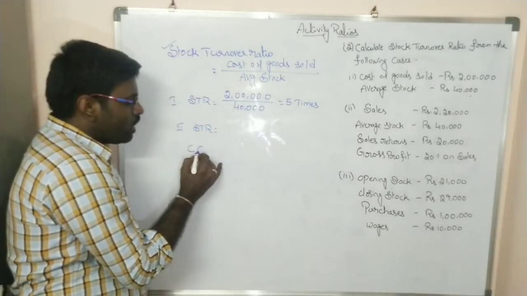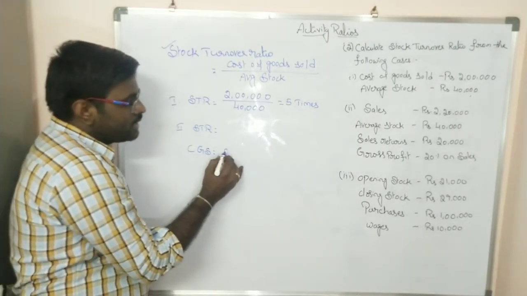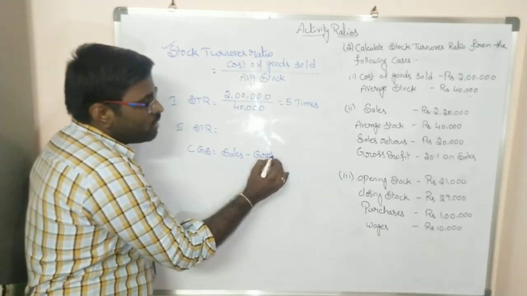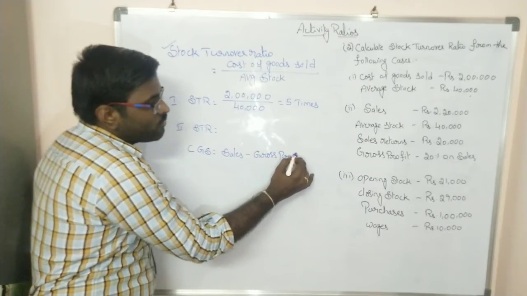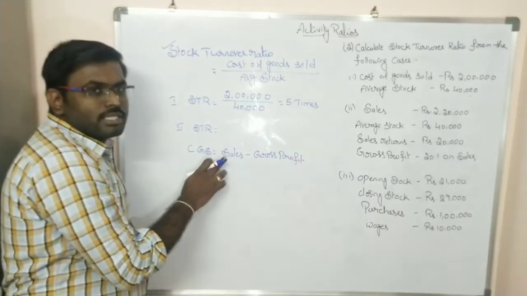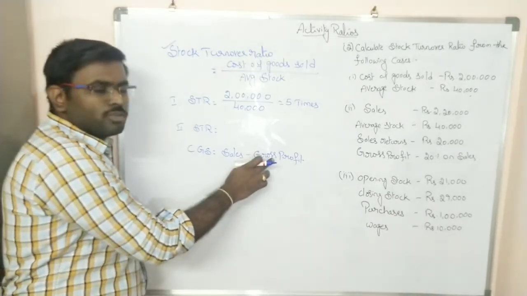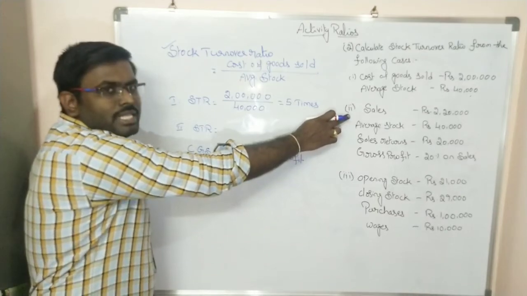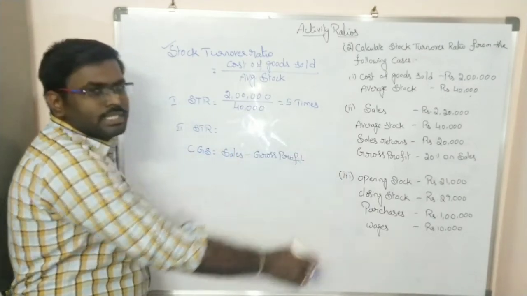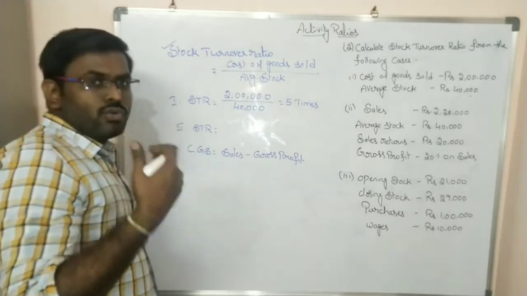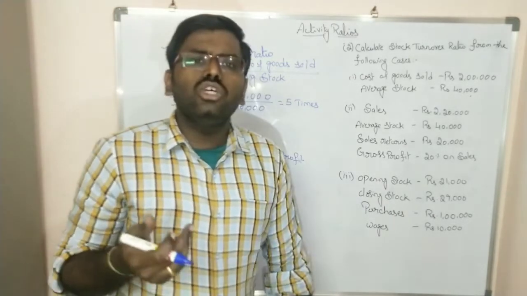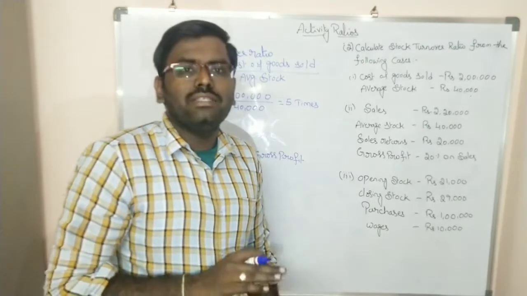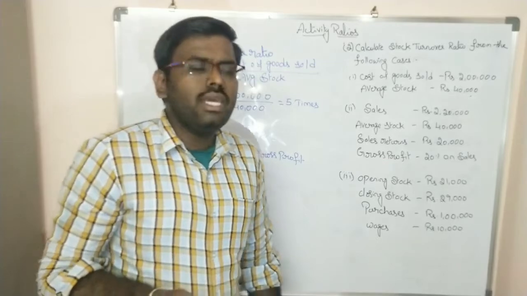Now cost of goods sold is equal to sales minus gross profit. If you do this, you will get the cost of goods sold. But here they have given sales as 2,20,000 and sales returns as 20,000. Whenever you want to calculate cost of goods sold, you should consider the net sales. Net sales is nothing but sales minus sales returns. That will give you the net sales.